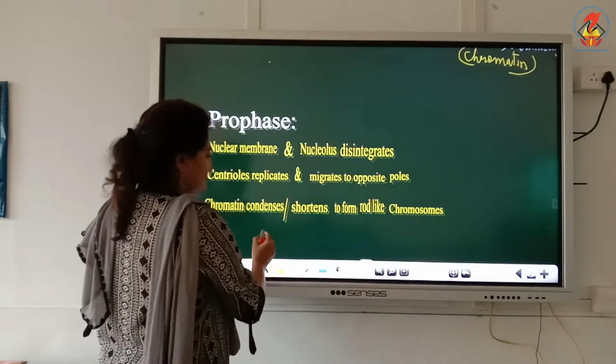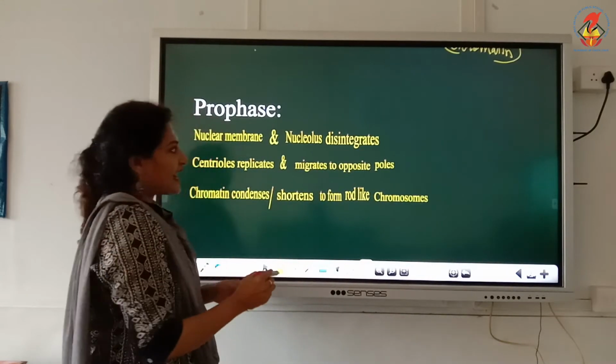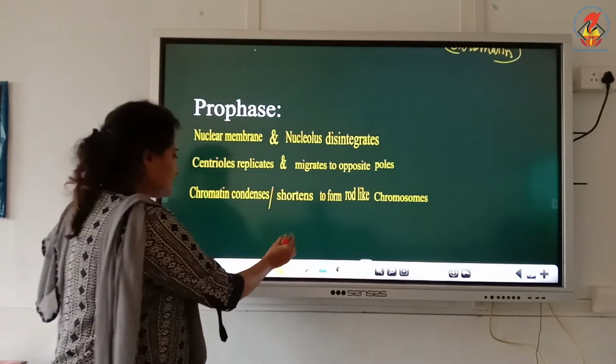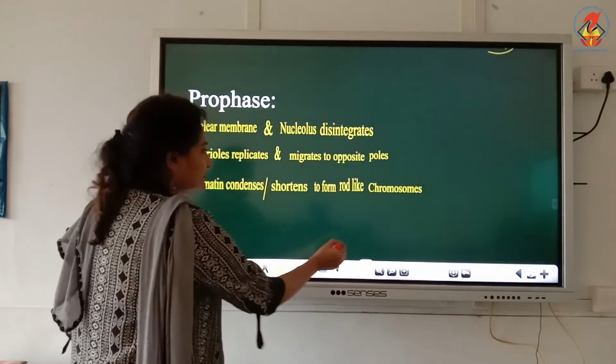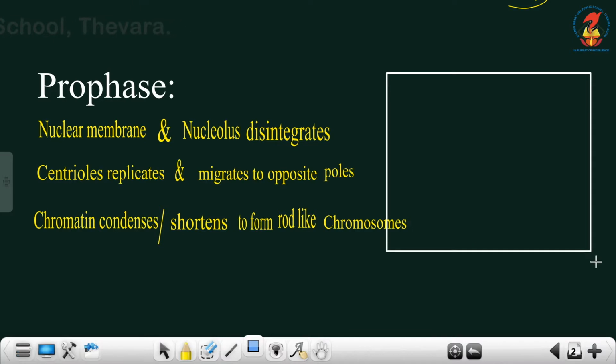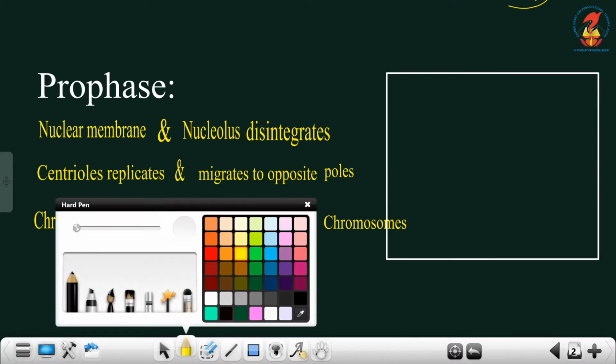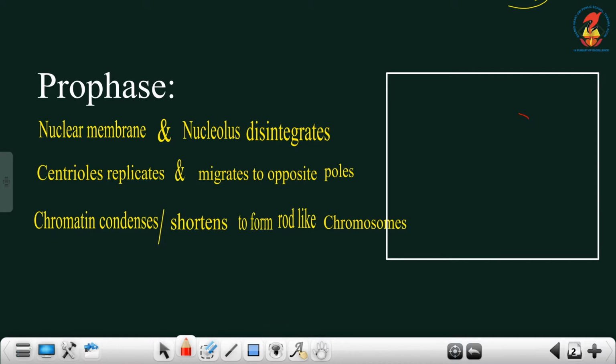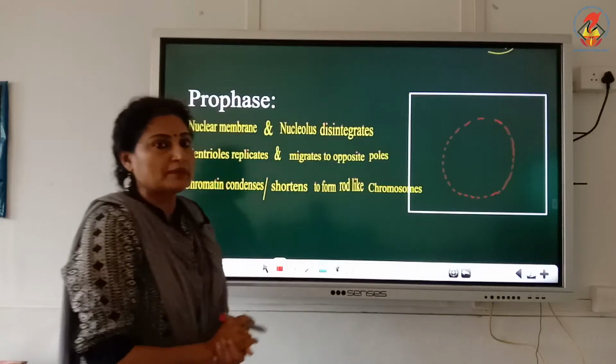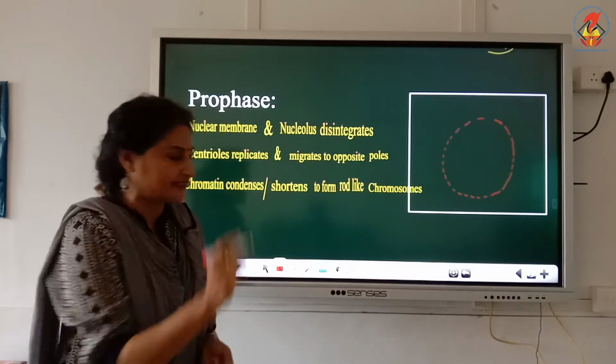Prophase. As I am dealing with each phase, I am drawing. The drawings are not ready-made. So, we know this is a cell, so I drew the cell boundary, not relevant here. Next, the nuclear membrane. Now, look how I am drawing the nuclear membrane. The nuclear membrane is drawn like a dotted circle. What does this indicate? The nuclear membrane is getting disintegrated.